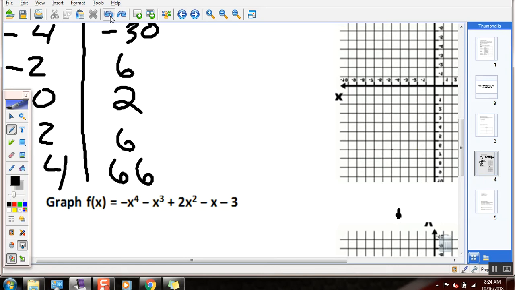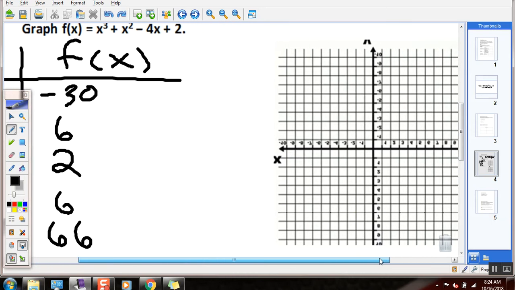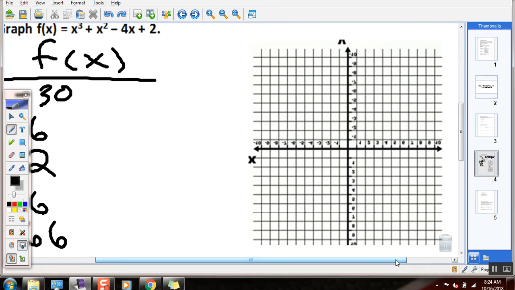So I should go left 2, and instead of down 6, I should go up 6, right? Why do the numbers upside down? I don't know. Don't worry about it. Well, I'm going to go left 2 and up how much, kids? Okay, so left 2 and up 6. What's the next value? 0 comma what? 2. 0, 2. And then my next one, what do we get? 2 comma 6 again? Right 2 and up 6.